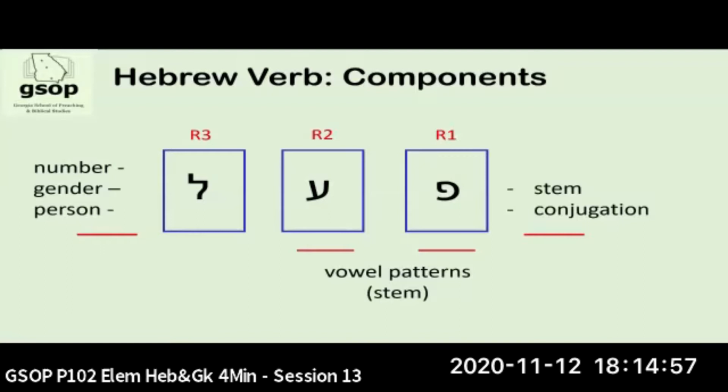and you can have infixes with the vowel patterns. And so depending upon the vowel pattern or the stem that's added, you can add a prefix to form a certain stem, to form a certain conjugation, whether it be perfect, imperfect, cohortative, jussive, imperative, infinitive absolute, infinitive construct, these kind of things. But you also have, especially just like nouns, number, gender, and person.